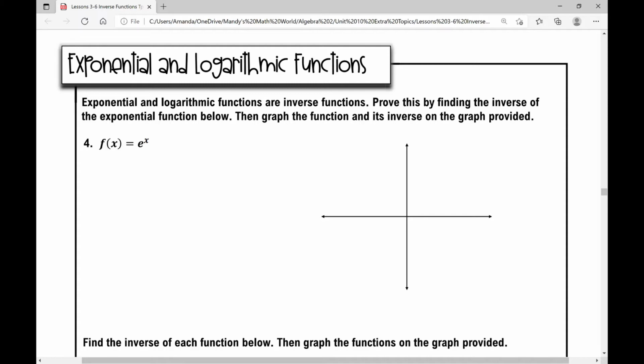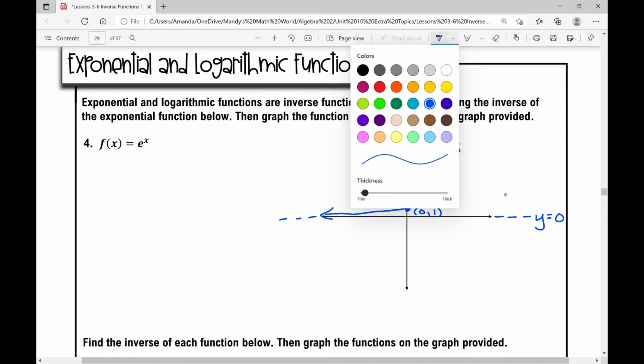I know that the horizontal asymptote for f of x equals e to the power of x is going to be y equals 0. And I know a key point on my graph is going to be (0, 1). And it's going to go through that point just like this, always increasing. It's going to look just like that. So now let's find the inverse of this function.